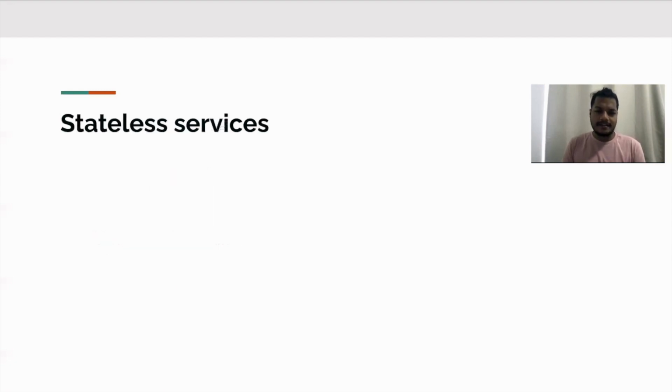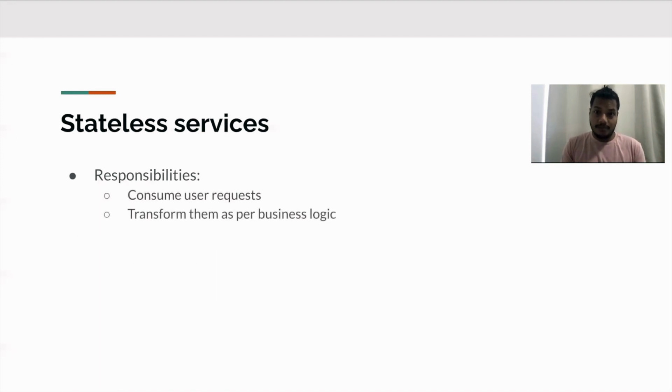The next layer is the layer of the stateless services. This layer lies just beneath the load balancing layer. The responsibility of this layer is to consume user requests and transform them as per the business logic. The logic in the system will reside in this layer. And it also has the responsibility of not storing any results. The results will be computed by this layer and then transferred to the next layer.